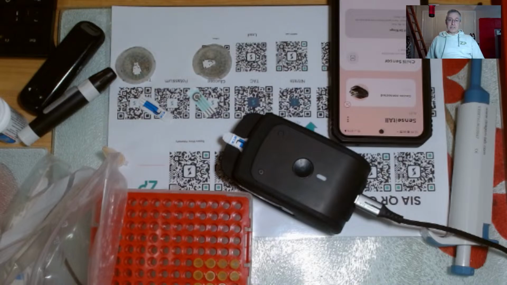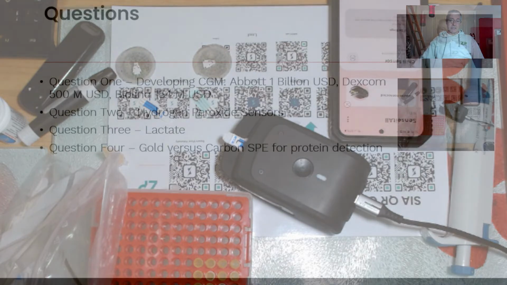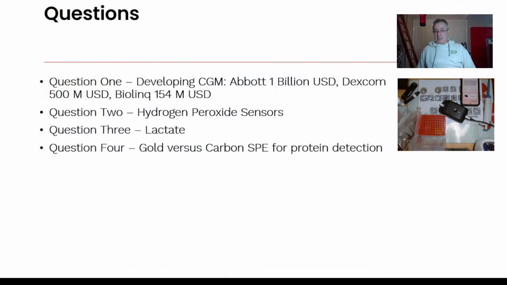So the only reason I say I prefer carbon over gold when it comes to protein detection is not really a technical reason. It's more important than that. It's commercial. It's very hard. Gold is very expensive. So if you can avoid it in your medical diagnostics, avoid it.